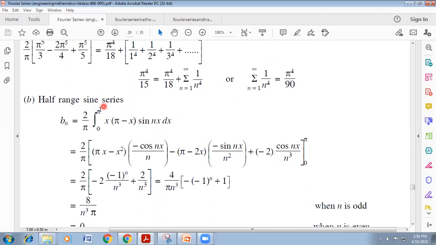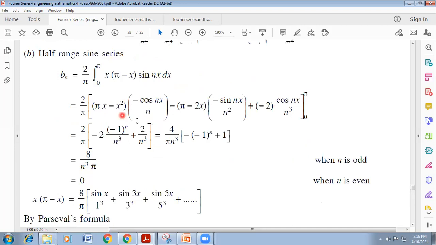Similarly, for the sine series, what will Bn be? Same procedure, same formula, just using sine nx. Then again the UV process: u into this will be u and this will be v, u into integration of sine, minus u differentiation, double integration of sine, plus double differentiation of u into triple integration of sine. We get this. Then putting the upper limit and lower limit, we get this term.